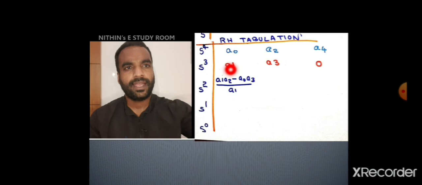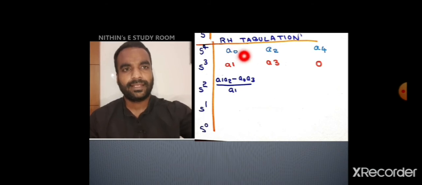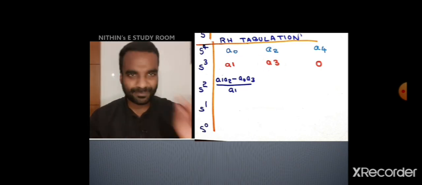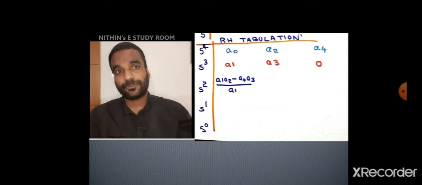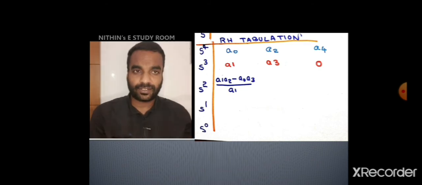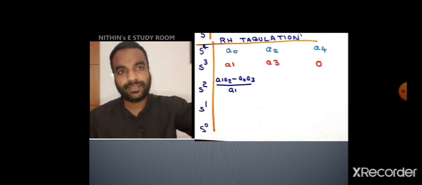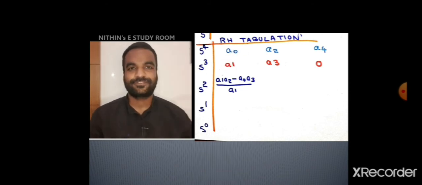Look at it. A1, A2 minus A0, A3. It's just like a multiplication symbol. You should start from the lower side. A1, A2 minus A0, A3 divided by the starting point. Divided by the starting point means A1 itself.